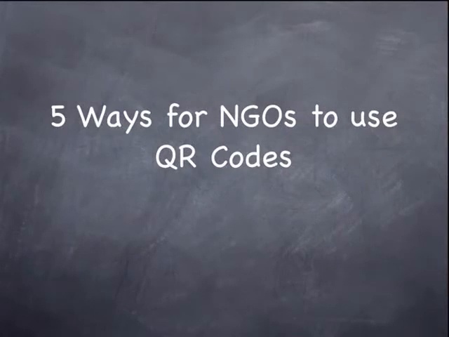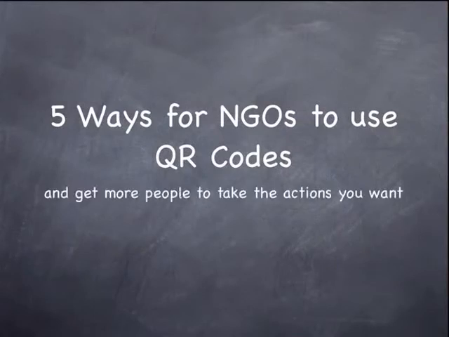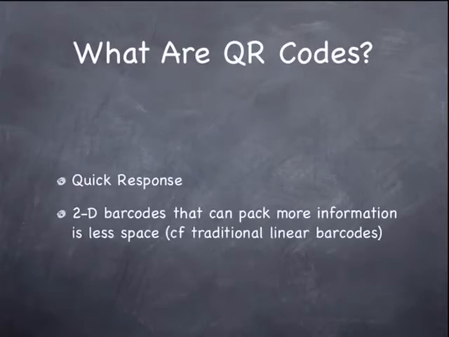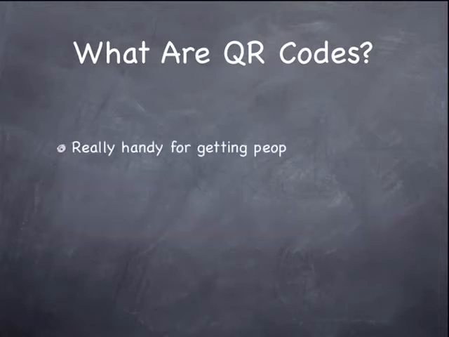These are the 5 ways for NGOs to use QR codes and get more people to take the actions that you want. Now, first of all, what are QR codes? Again, QR stands for Quick Response. It's a 2D barcode that can pack more information into less space compared to the traditional linear barcodes.